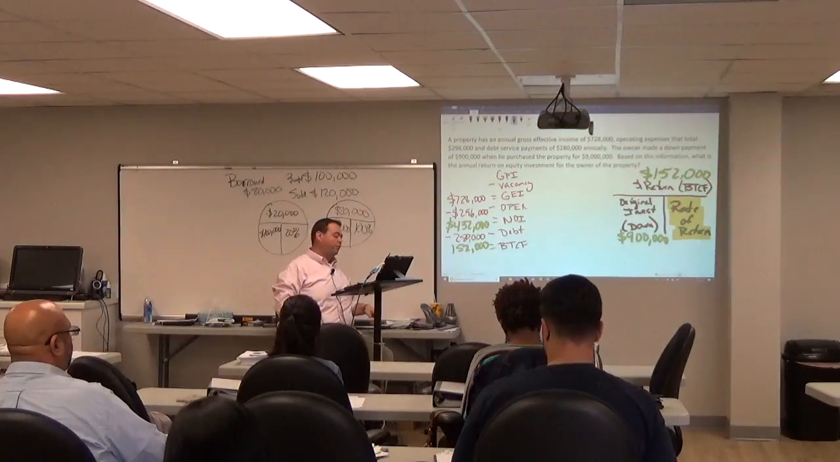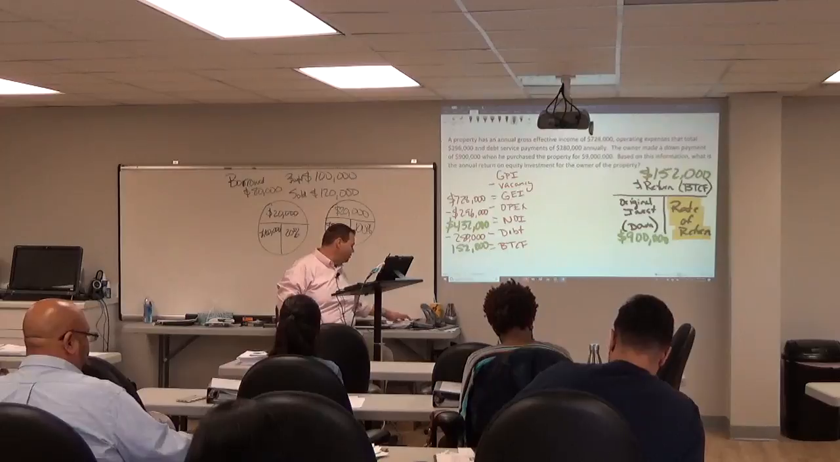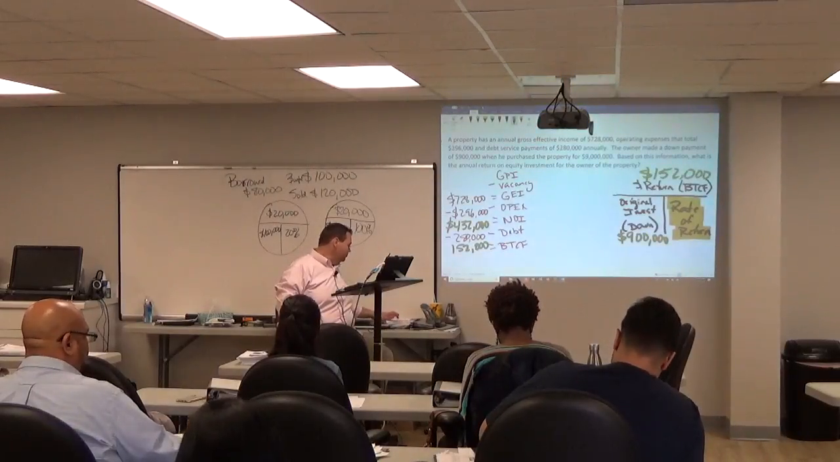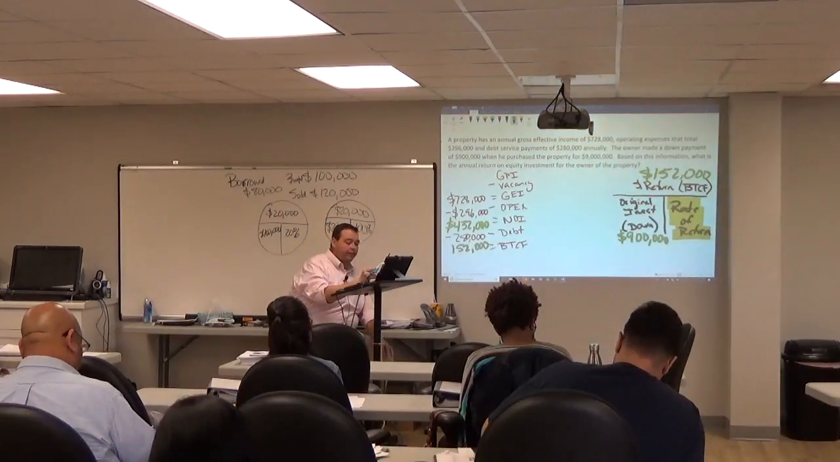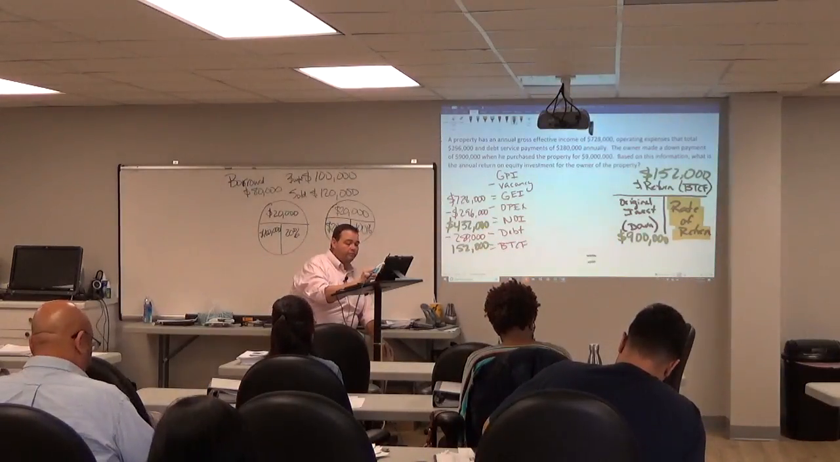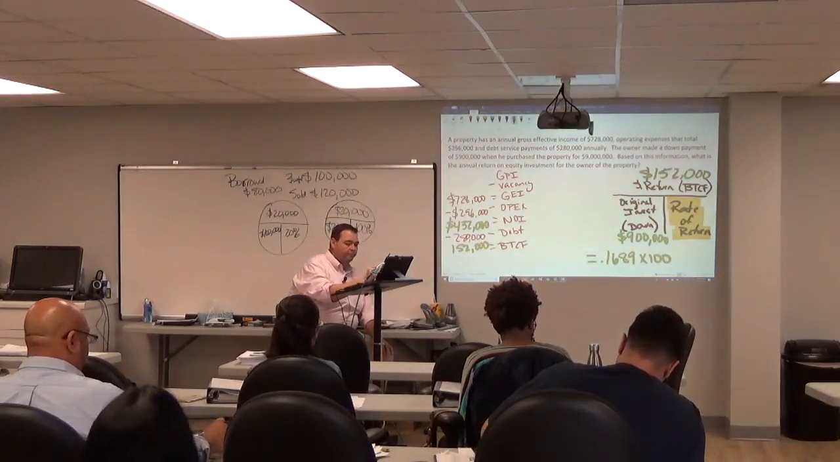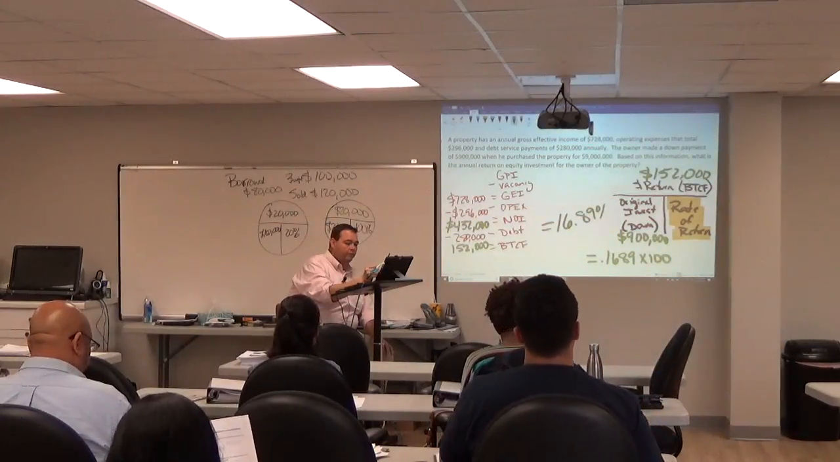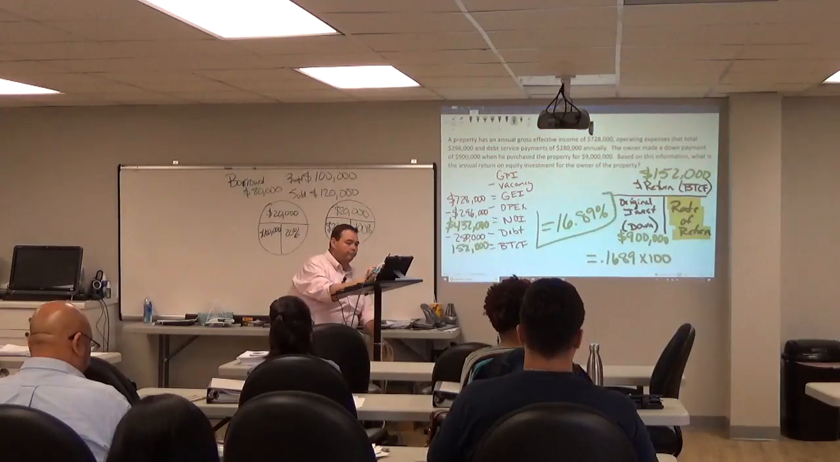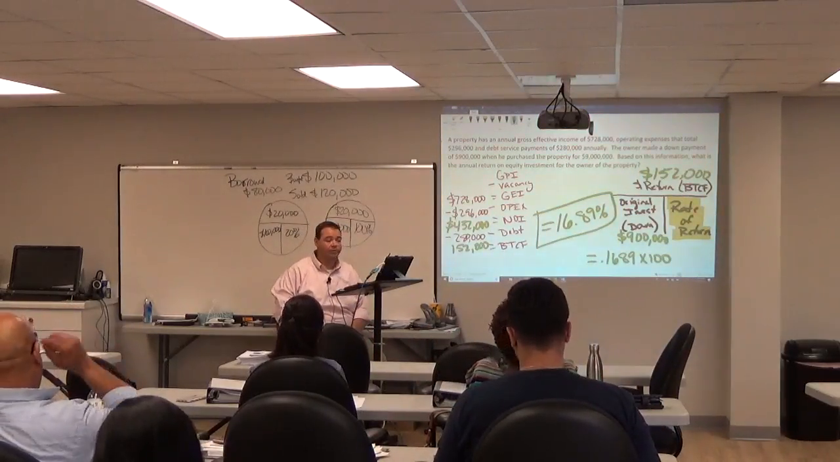The math is going to be 152,000 divided by 900,000 equals 0.1688 or 0.1689, times 100. So what's our return on this thing? 16.89%. That's a really good return. It's a fantastic return.